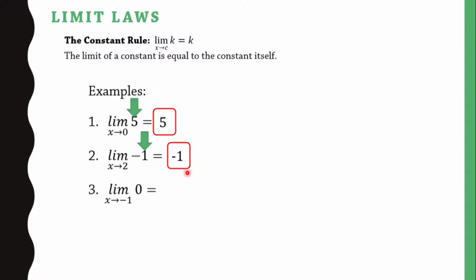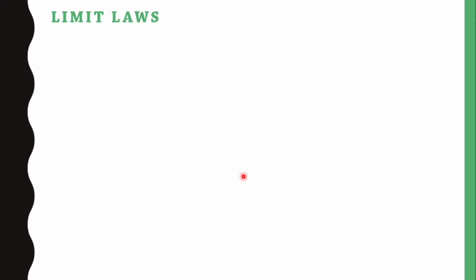And the third example, we have the limit of 0 as x approaches -1. Again, let us identify which one is k, and that is 0. So since k is equal to 0, therefore the limit of this function, or this constant function, is 0. Clear? Now let's proceed to the second limit law, or that is the identity rule.